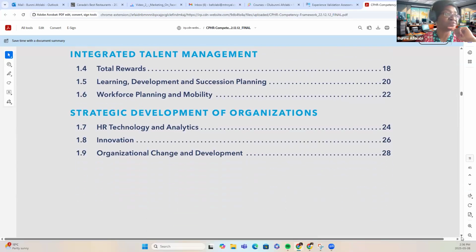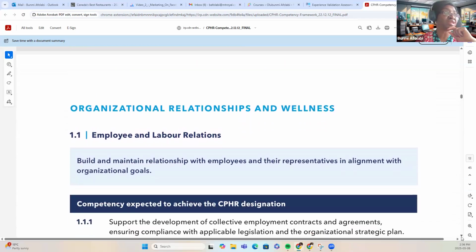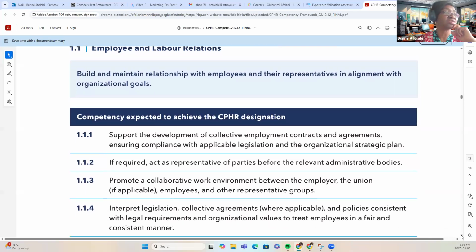Okay, let's go further. I'm going to use just one of them as an example. Whatever I say for the one would apply to everyone in terms of how you should present the information when you're submitting your EVA. Now, let's just use the first one there, employee and labor relations. Now, under employee and labor relations, you see this is 1.1. There are subtitles. So here they just give you a very brief idea of what they're looking for there.